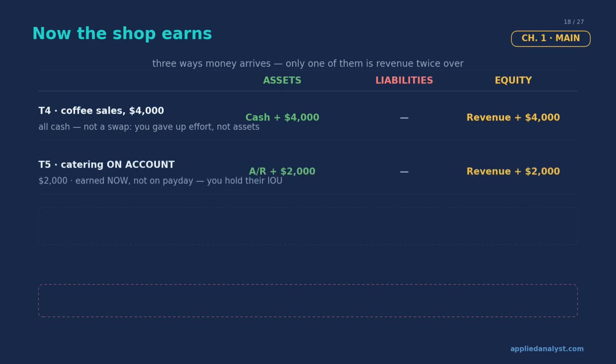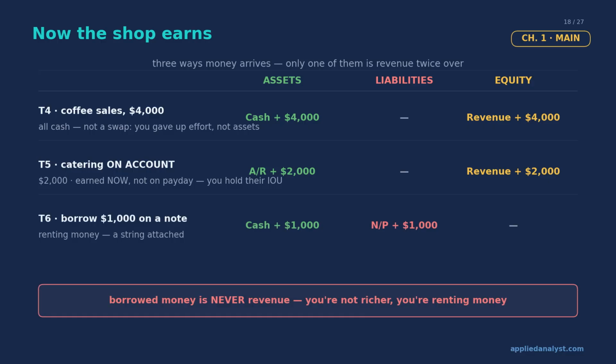Transaction 5. You cater an office breakfast for $2,000 on account. No cash yet, but the work is done, so the revenue is earned now, not on payday. What you hold is the customer's IOU, a legal right to collect, and a right to collect is an asset. Accounts receivable, up $2,000.